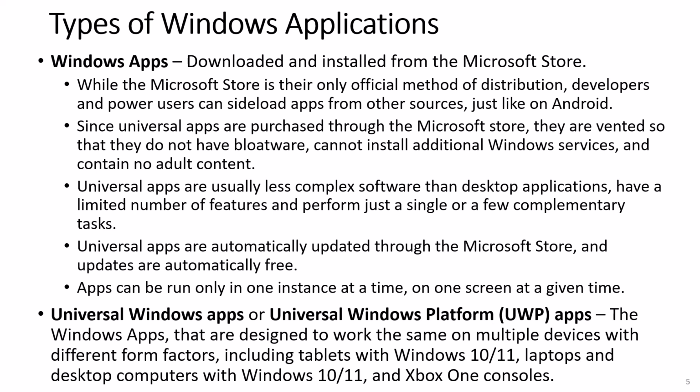Universal Windows apps or Universal Windows Platform, UWP apps are Windows apps, but are designed to work the same on multiple devices with different form factors, including tablets with Windows 10 and 11, laptops and desktop computers with Windows 10 and 11, and Xbox One consoles.